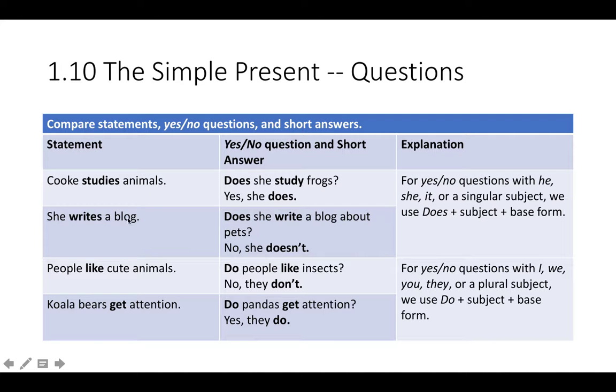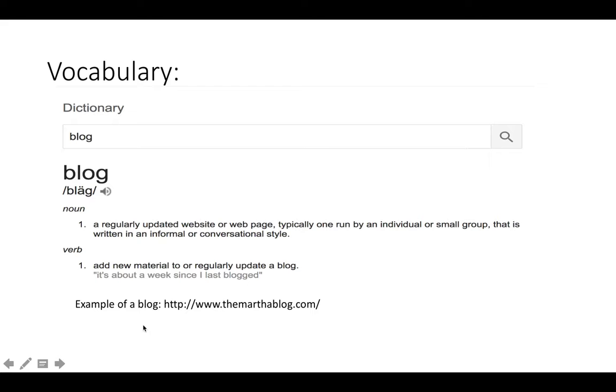A blog is a special kind of website that people operate and run by themselves. Anybody can go online and create a blog and keep it like a journal that friends can come and read. It's called a blog.